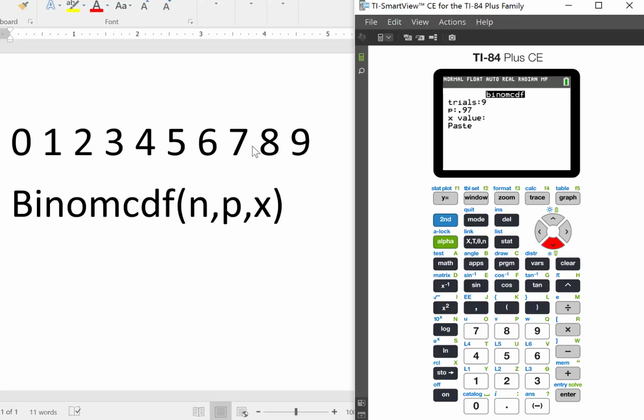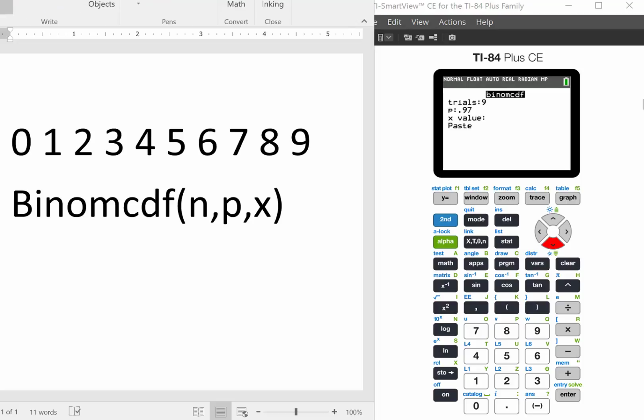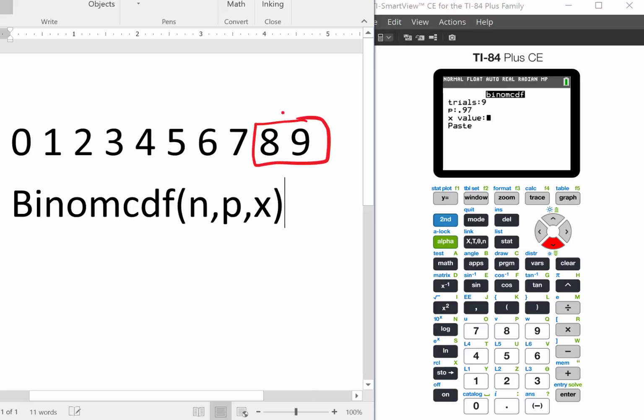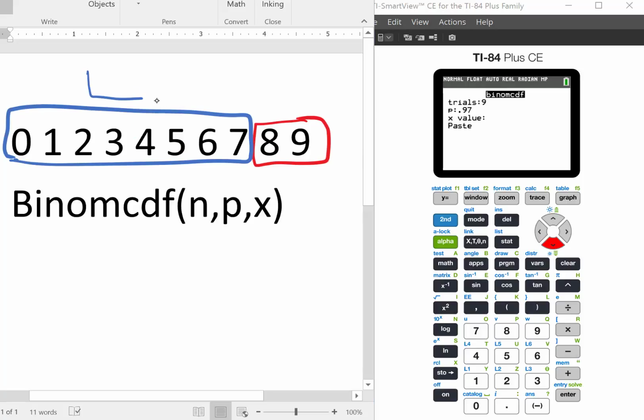But it didn't say at most 8. It said at least 8, so at least 8 means 8 or more. So what we want is 8 and 9. Now notice what we can find. If I know this probability from 0 to 7, I can easily find 8 and 9 by subtracting from 1, because when I add up all these to make a probability distribution, it must sum to 1. So if I know from 0 to 7, I can take that, subtract it from 1, and I would have 8 to 9.